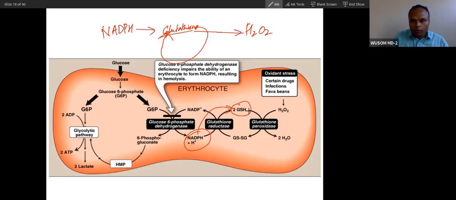So glutathione will be used by glutathione peroxidase and be rejuvenated by reductase. So use and recycle. Use, recycle. So you can call it the use-recycle cycle. And so activation is done by NADH, and use is done by this glutathione peroxidase to neutralize this.